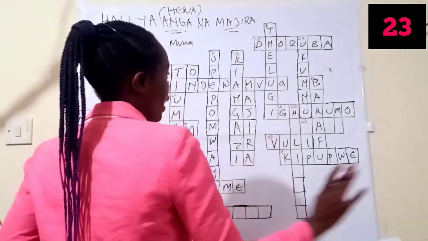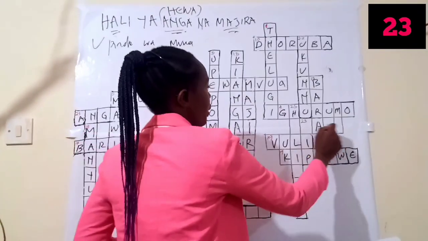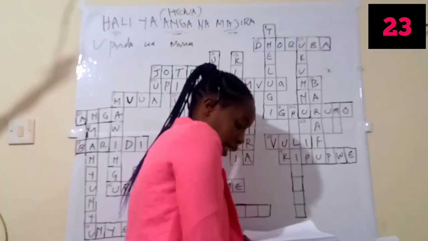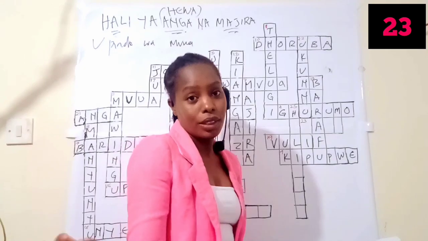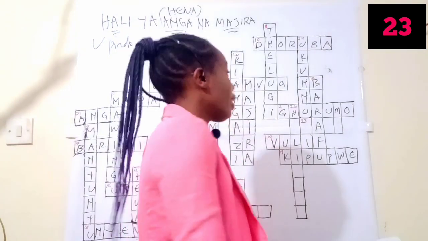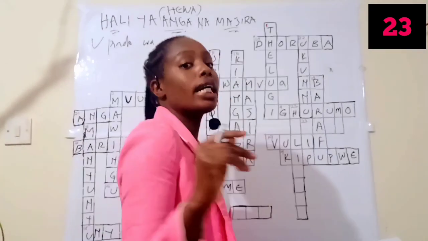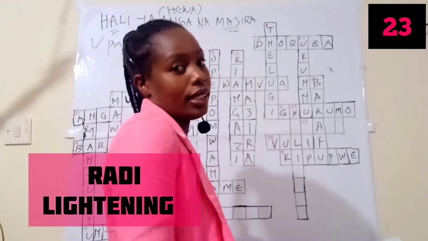Where is number 23? Here. You can see it here. So number 23 is lightning. How do we call lightning in Swahili? So lightning in Swahili is radi. Radi.